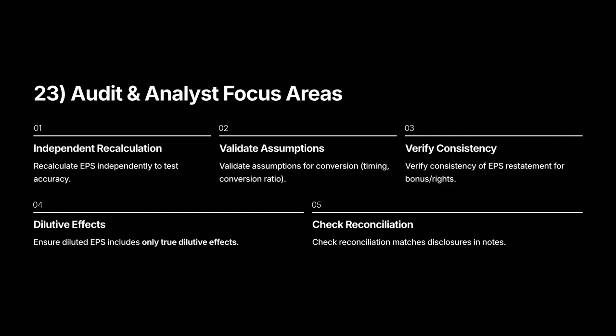23. Audit and analyst focus areas. Auditors and analysts often recheck EPS carefully. They verify conversion assumptions, recalculate EPS independently, confirm restatements for bonus or rights issues, and ensure only truly dilutive effects are included. They also match reconciliations with the disclosures in the notes to accounts.